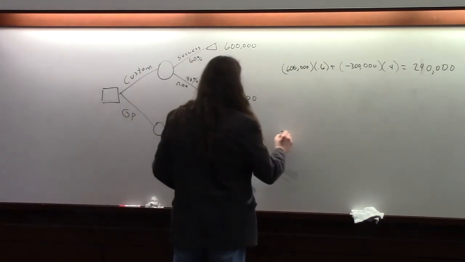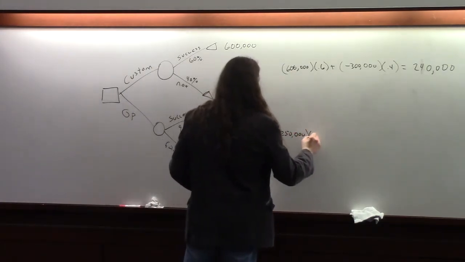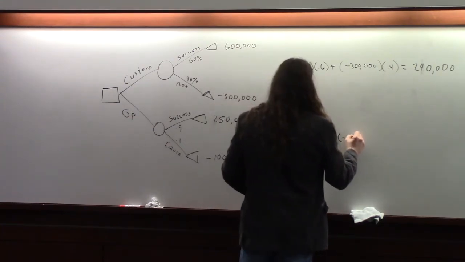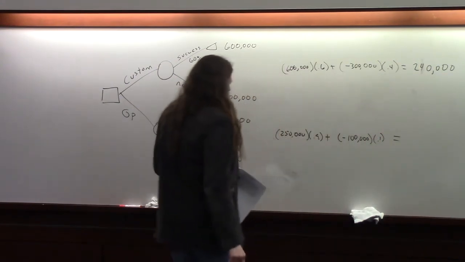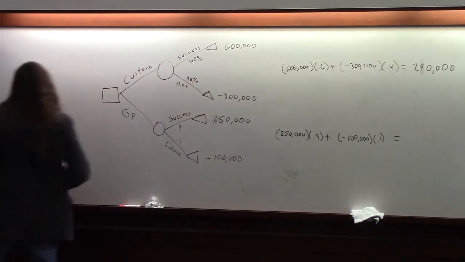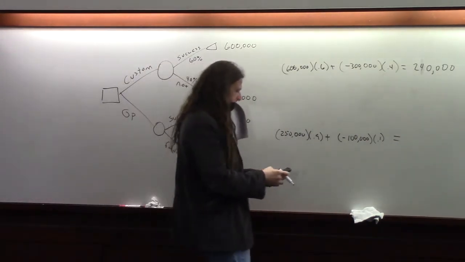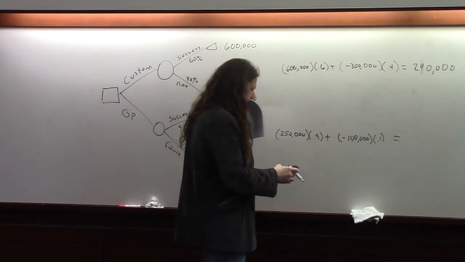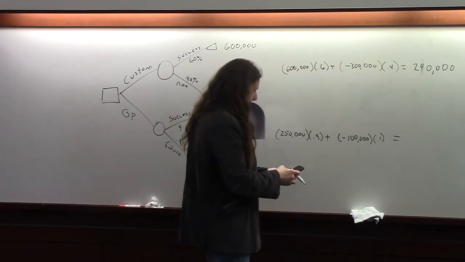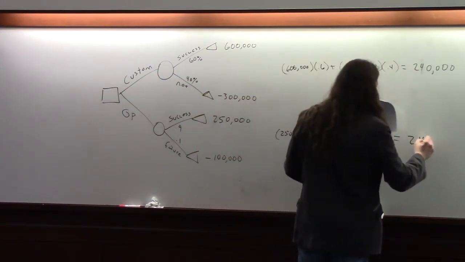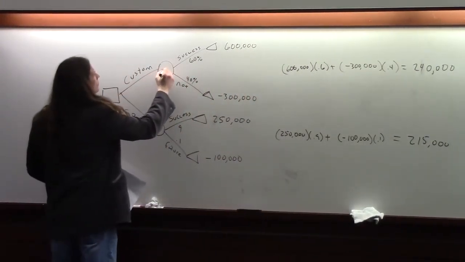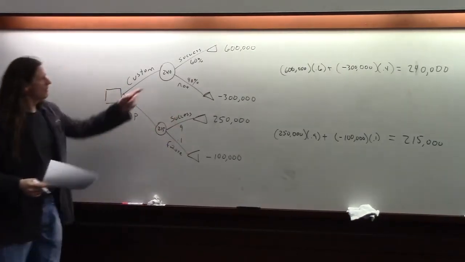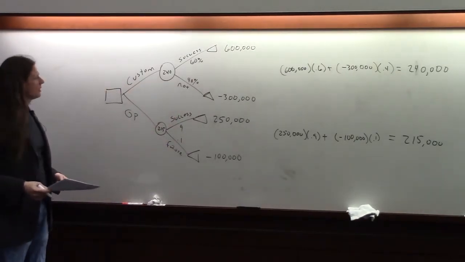The general purpose mug is 250,000 times 0.9 plus negative 100,000 times 0.1, which should equal, if I can do this one in my head, $215,000. So, 240, 215. Which would you rather have? You would prefer to go for the $240,000.